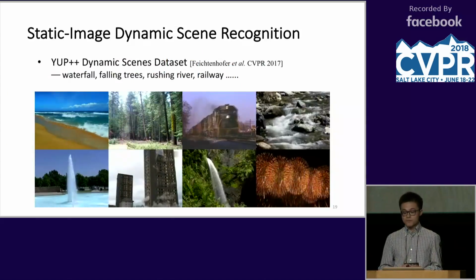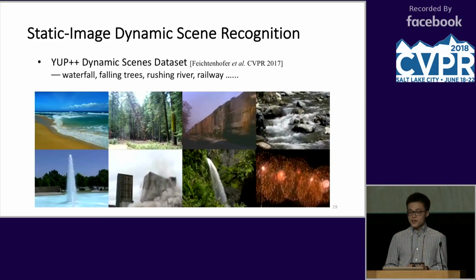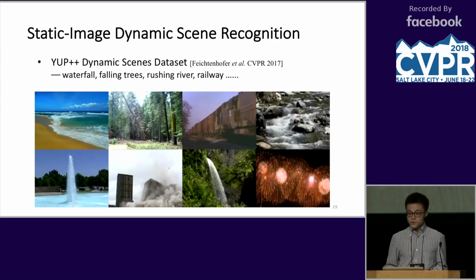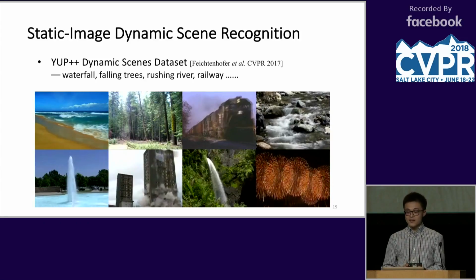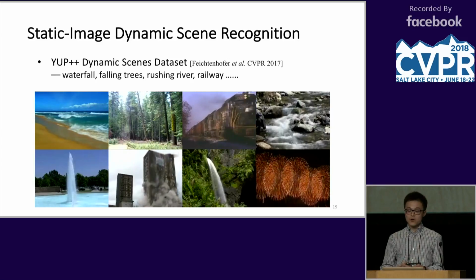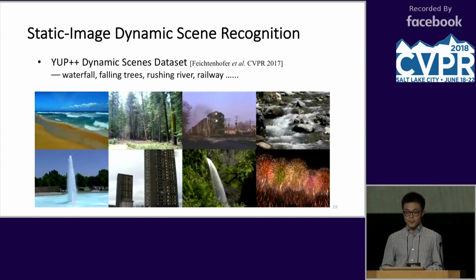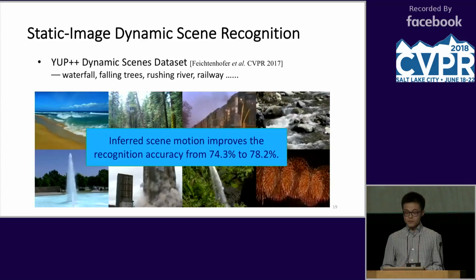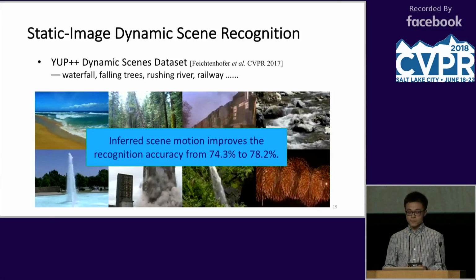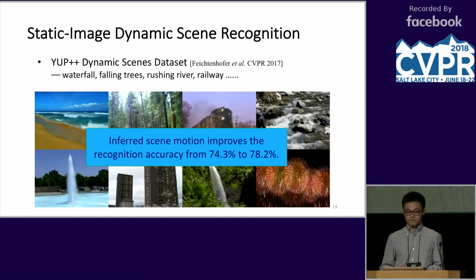Except for human motion, motion is also indicative in many dynamic natural scenes, such as waterfall, falling trees, and rushing river. Given a static image of a dynamic scene, hallucinating motion from the scene may also help recognition. So if we evaluate on the YUP++ dynamic scene dataset, by inferring scene motion, the recognition accuracy improves from 74% to 78%. So it's improved by a large margin.